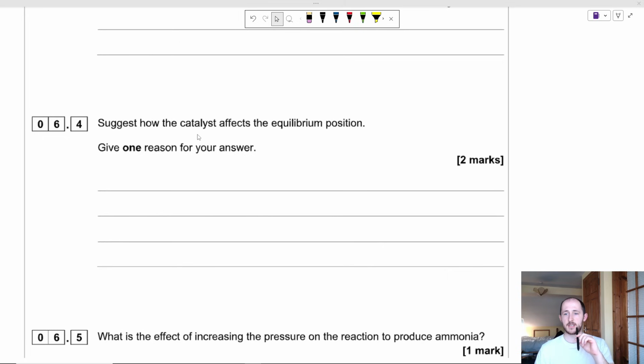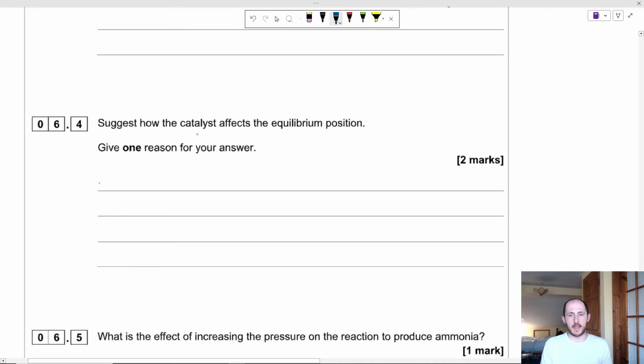The next bit suggests how the catalyst affects the equilibrium position. And this is actually a really common mistake, because you might think that it shifts the equilibrium position so that you're actually getting more product, which is a good thing. But the catalyst doesn't do that. What it does do is increase the rate of reaction, but it increases the rate of the forward and the reverse reaction by the exact same amount, which means they cancel out.